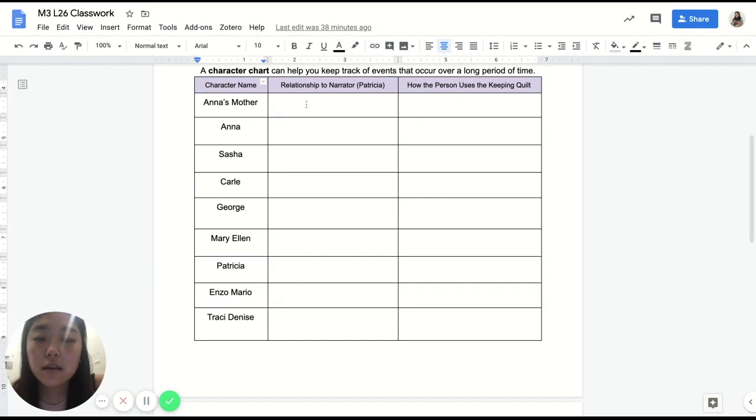And then here's where you need to fill out the relationship, that character's relationship to the narrator, who is Patricia. So you need to tell me if they are the great-great-grandmother or grandmother or grandfather, auntie, uncle, mother, father. Do your best to write down the relationship here. Then I want you to write here how the person uses the keeping quilt.